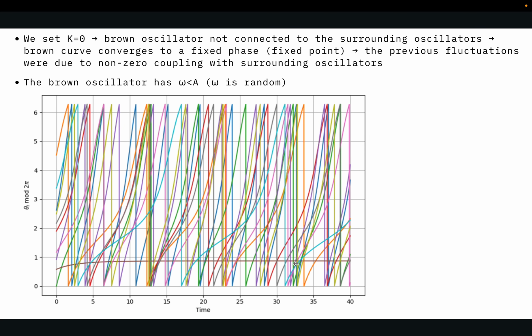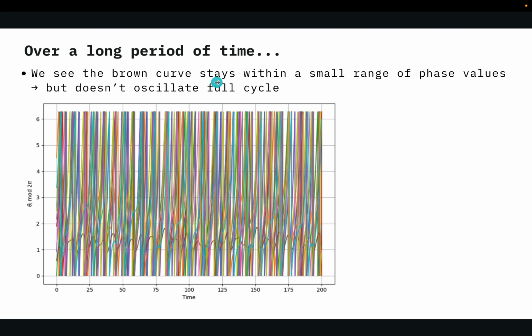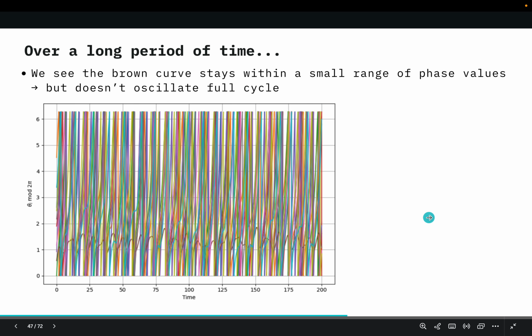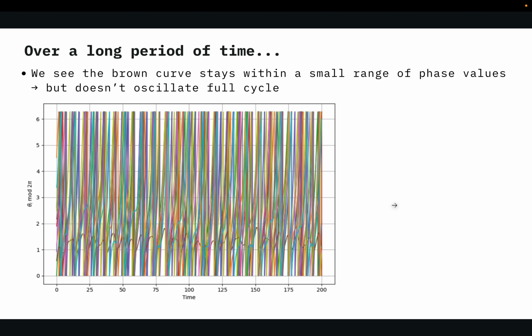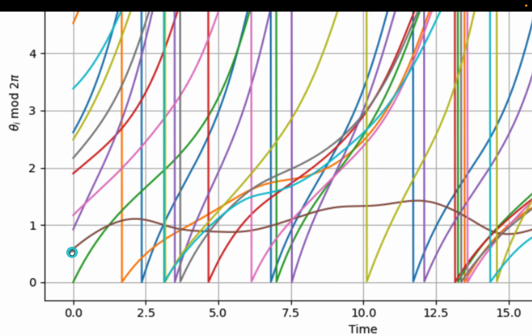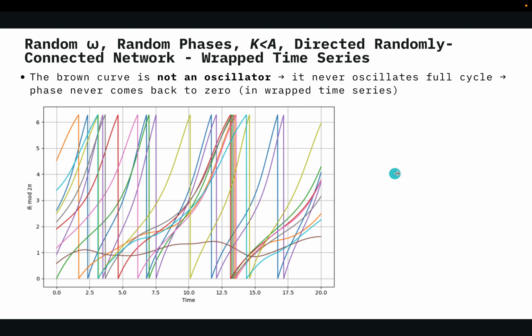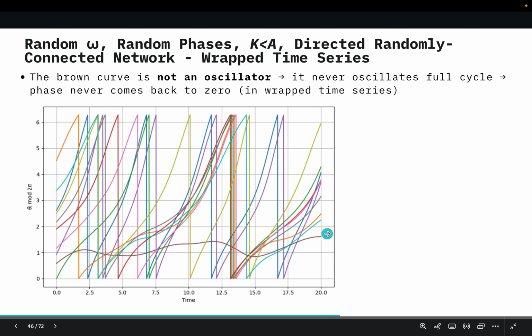That means the brown curve belonged to the situation when omega was less than a, and that can be possible, because we have chosen omega randomly, so maybe we have chosen the value of a in such a way that some omega could be less than a. If omega is less than a, we have two fixed points, or even if omega is equal to a, we have one fixed point. So the brown curve belongs to the brown oscillator. Depending on the initial phase where it started, and also depending on its value of omega, it cannot oscillate, because it has to settle to a fixed point. That's what it does here.